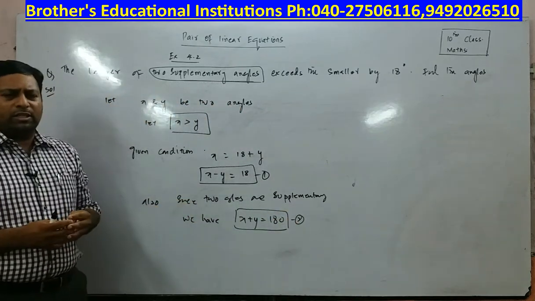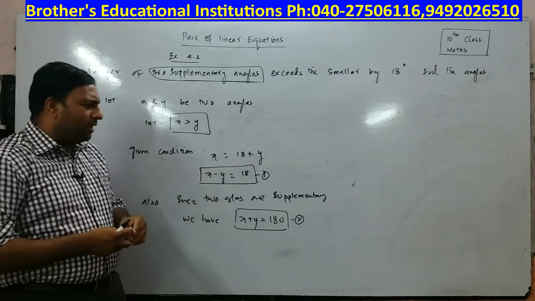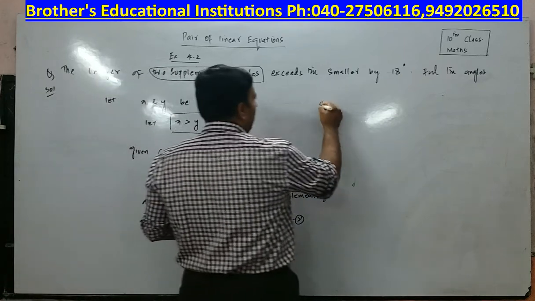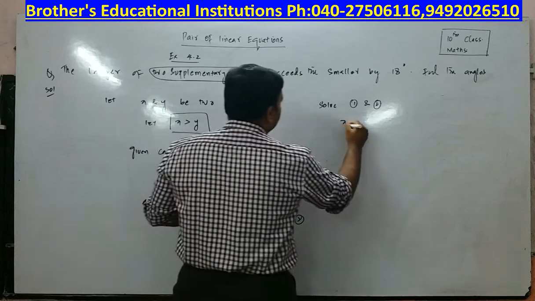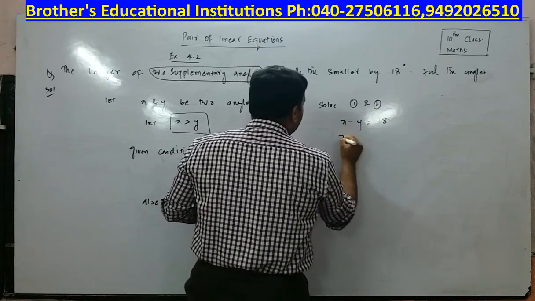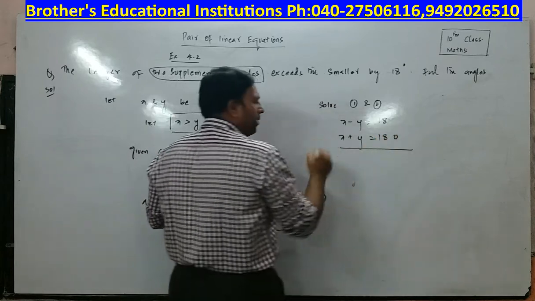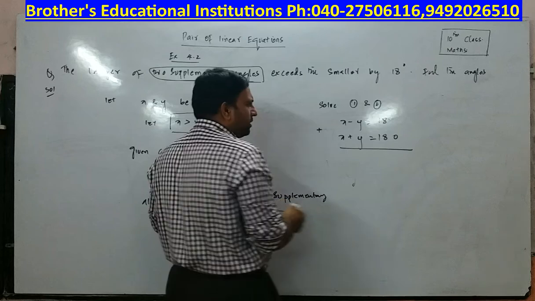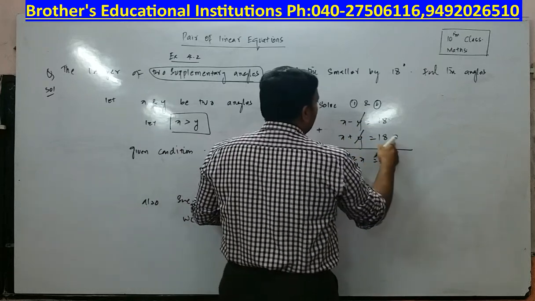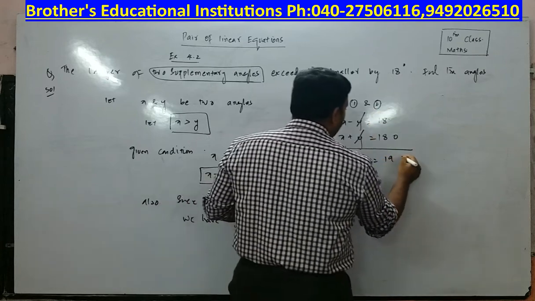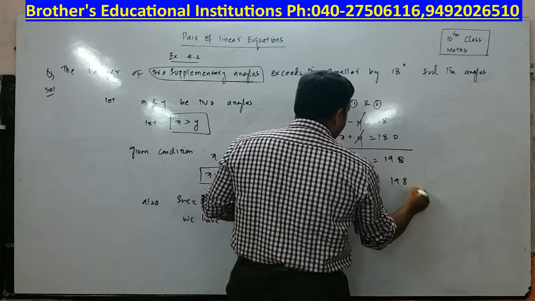How am I going to solve these two equations? In the later part of the exercise I will discuss it, but right now I am moving forward so that you may understand. I will solve 1 and 2. x minus y is equal to 18 and x plus y is equal to 180. I will simply add these two equations. Plus y and minus y will cancel. x plus x is 2x, and 180 plus 18 will be 198. x will be equal to 198 by 2.